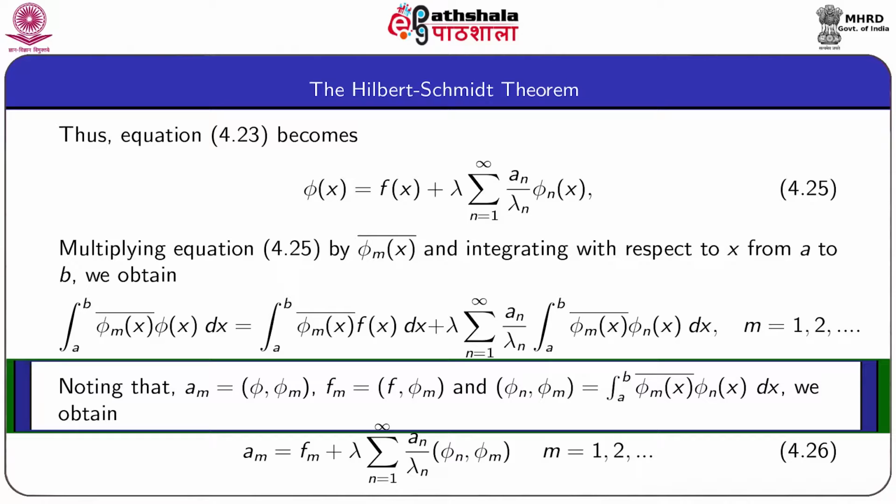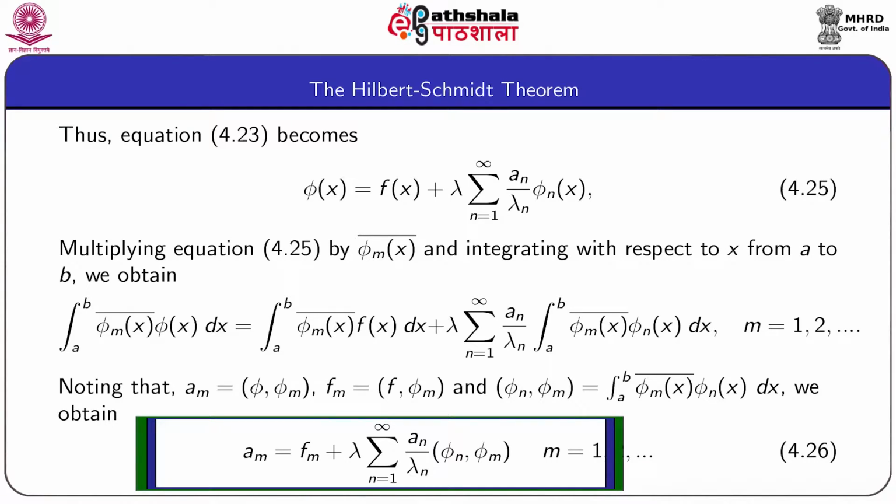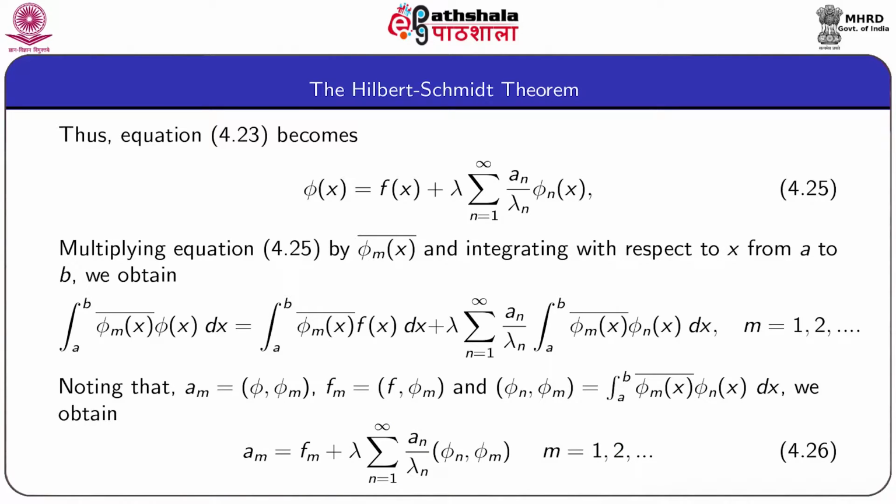Now, we know that am is the inner product of phi and phi m, so that the left hand side of this equation becomes am, and also we know that fm is the inner product of the functions fx and phi m, so that the first term on the right hand side is fm, and phi n and phi m, its inner product is given by the integral a to b phi m bar x into phi nx. So, the second term of the right hand side is the inner product of phi n and phi m. So, this whole equation becomes am equal to fm plus lambda summation n equal to 1 to infinity a n by lambda n into inner product of phi n and phi m, as given by equation 4.26.